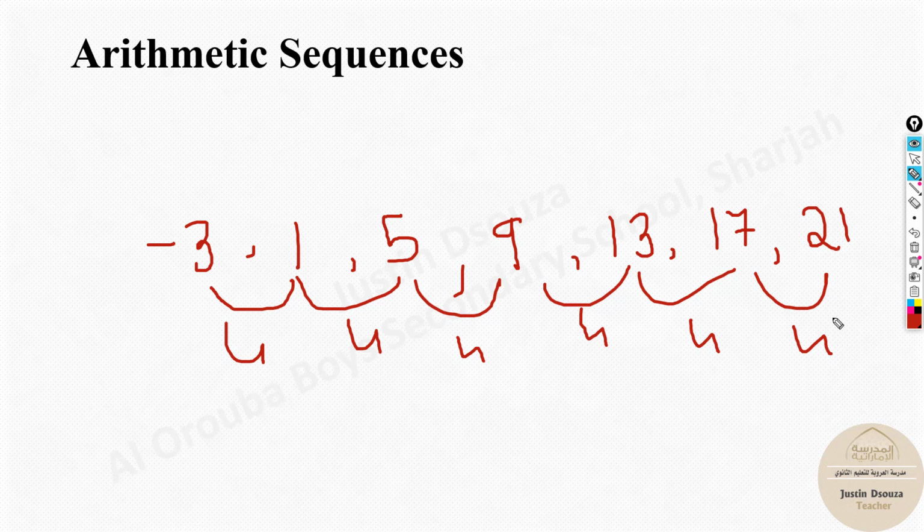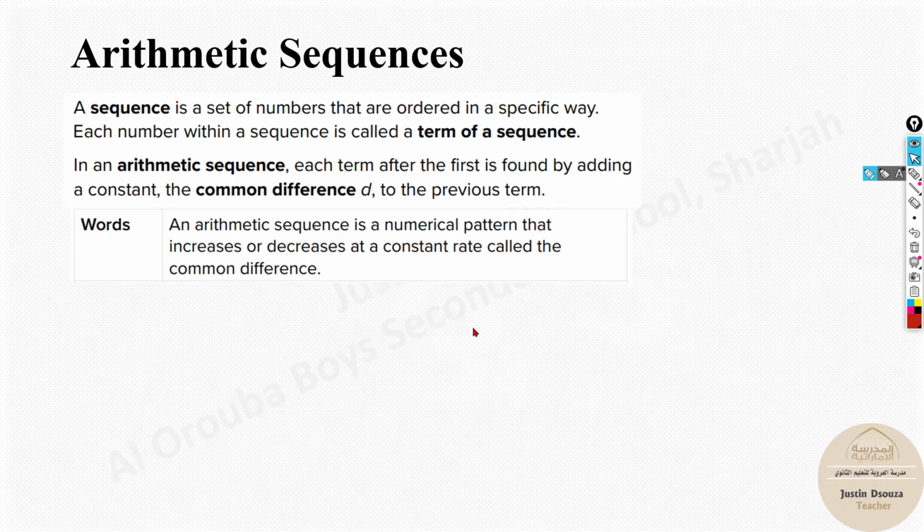So this is an arithmetic sequence. If you have a sequence with a particular pattern which is the same throughout, that's called an arithmetic sequence. Now you can see over here 22, 17, 12, 7, 2. Pause for a while and try to guess what the pattern is. This is an easy pattern.